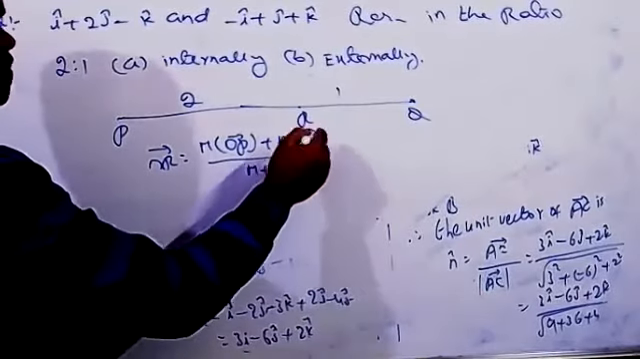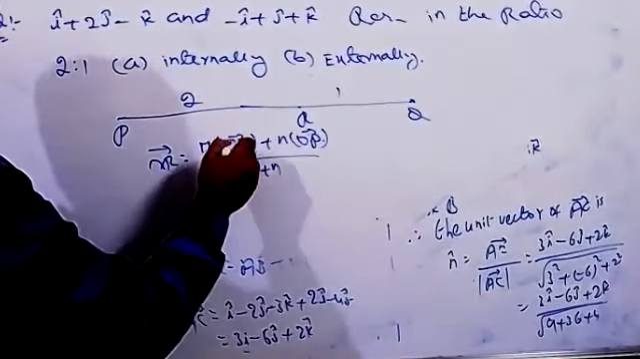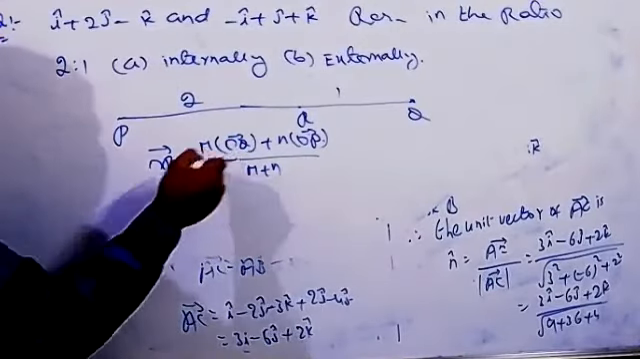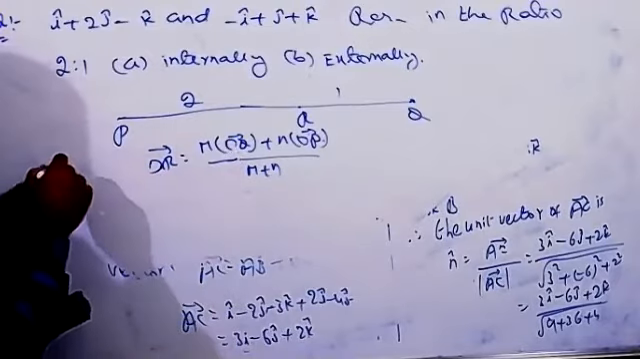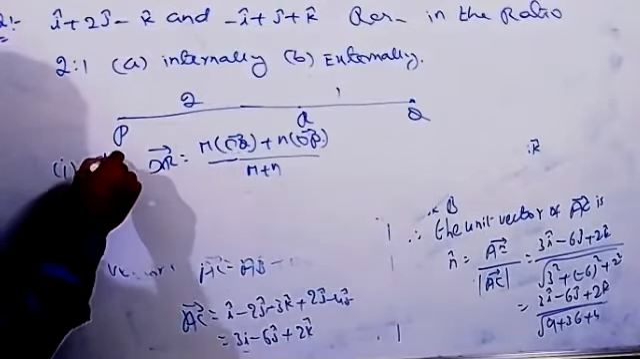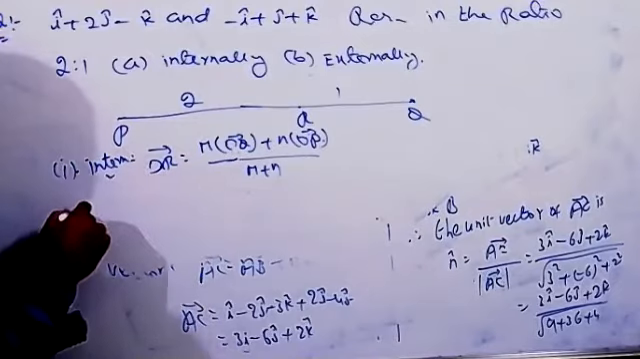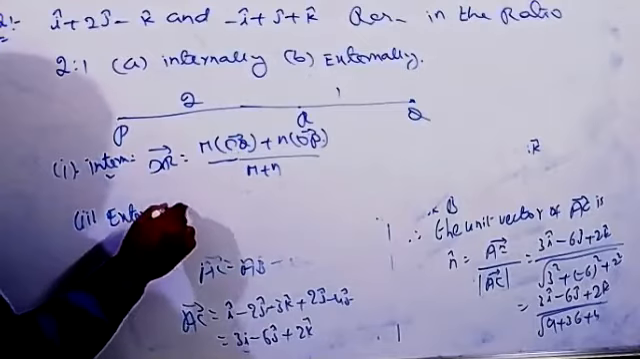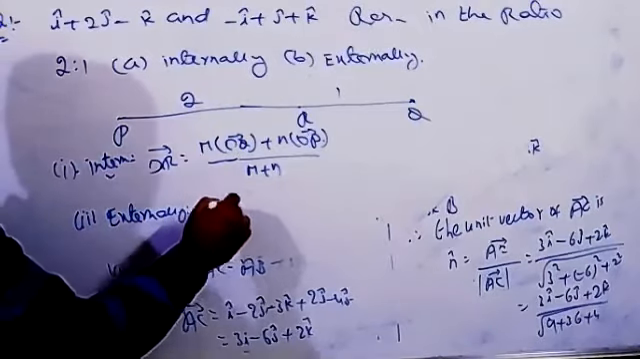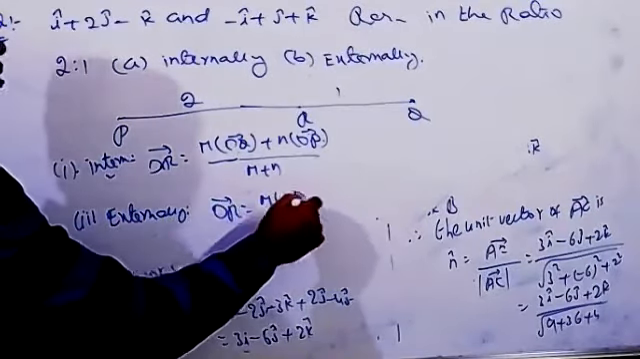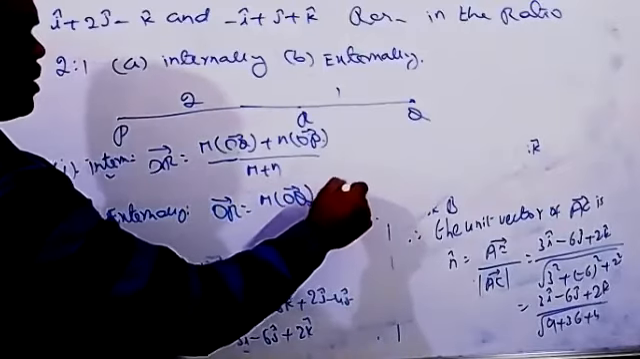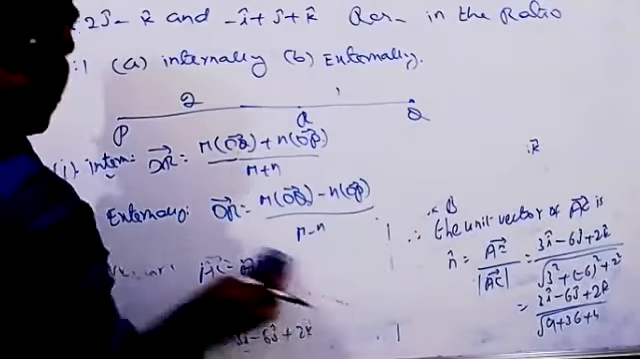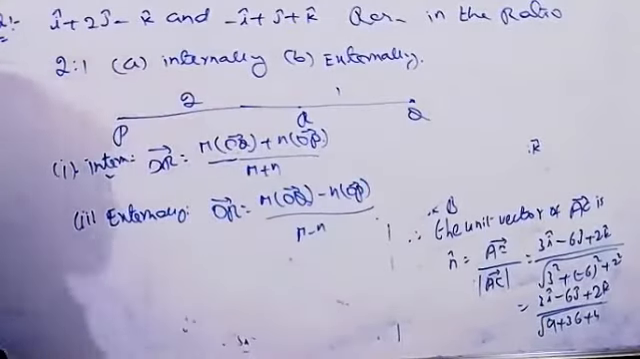Similarly, OP, OQ you can take, because the first is Y and the second is X. The same you can take; this first one is internally. And if you take the second one externally, OR is equal to (m into OQ minus n into OP) vector whole by (m minus n). The two formulas, so directly you can take here.